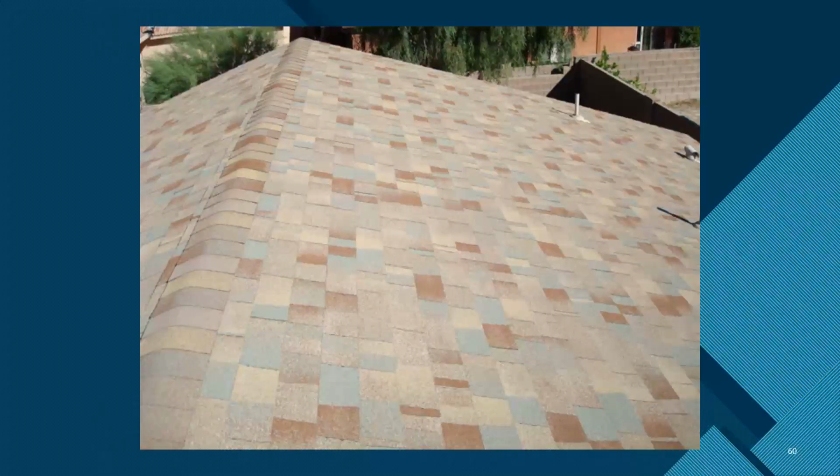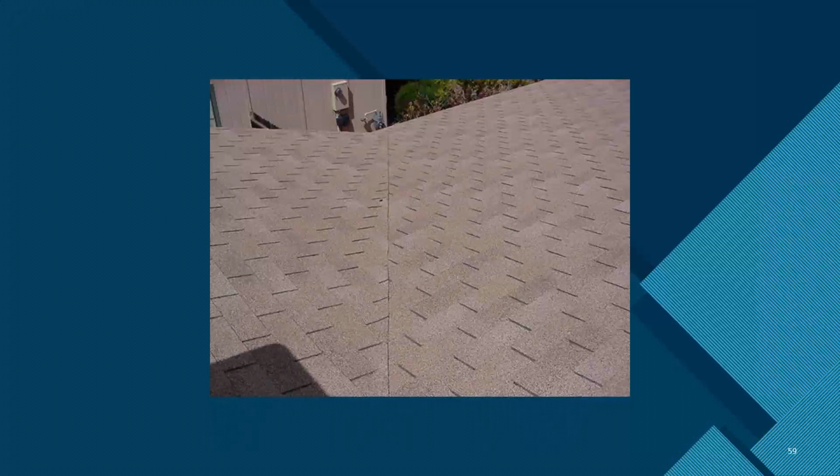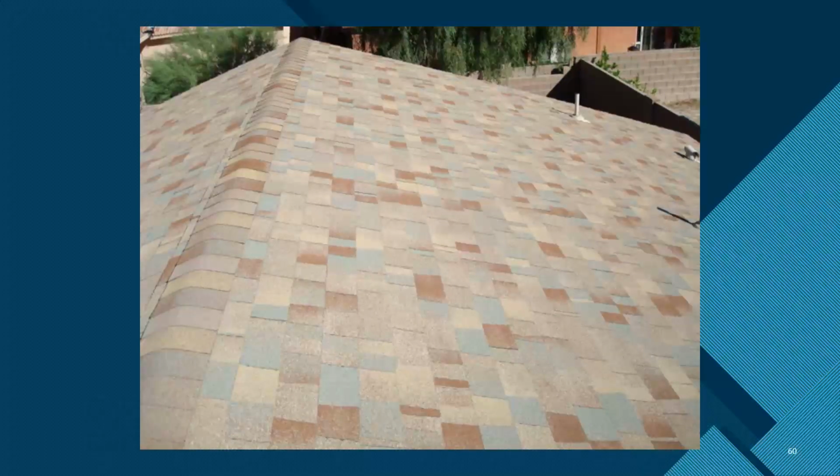Okay, this is an architectural grade shingle roof. How can I tell? Let's go back. That's a standard shingle. It's lighter weight. It's called a 20-year shingle. Excuse me. This is an architectural grade shingle, a little bit thicker, with a pattern design. It's still a 4-tab or 3-tab shingle, but it's thicker in nature.